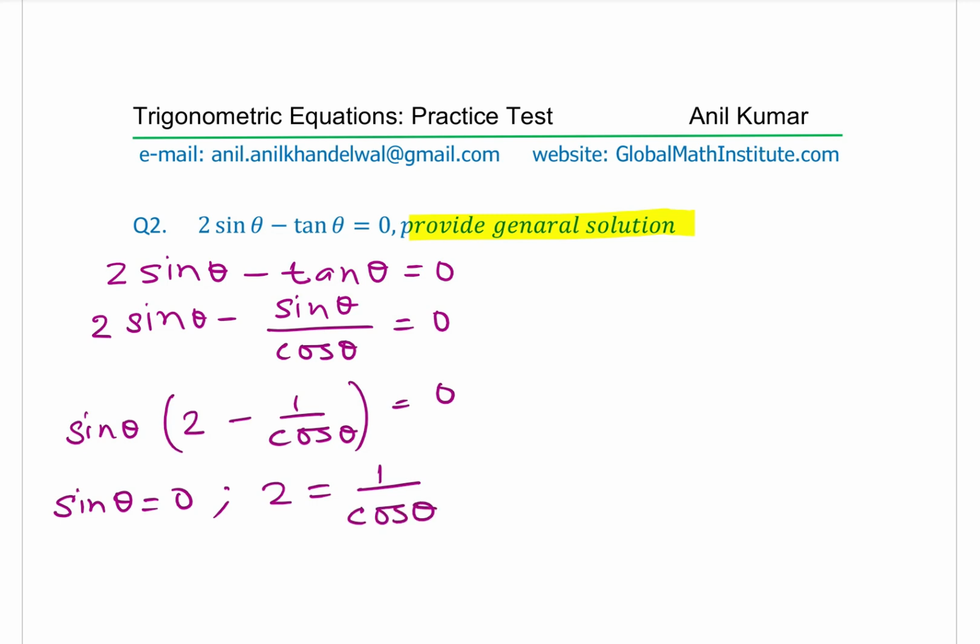Now sine theta equals to 0, as we saw last time, we can say theta is equal to, we have to provide general solution, right? So let us see how to write the general solution, and then I'll write down the answer here. So let me explain that part. I'll write the solution there. So a sine wave can be drawn like this.